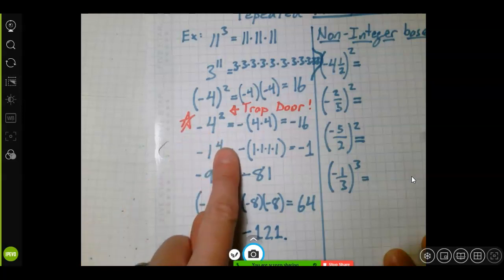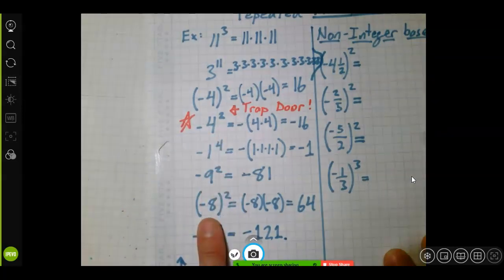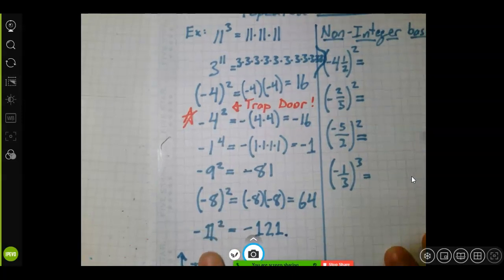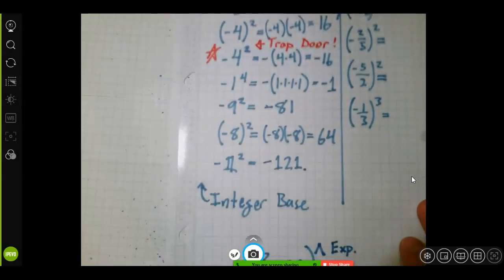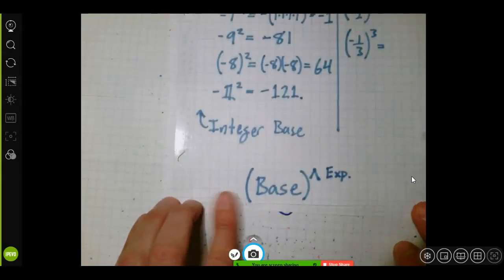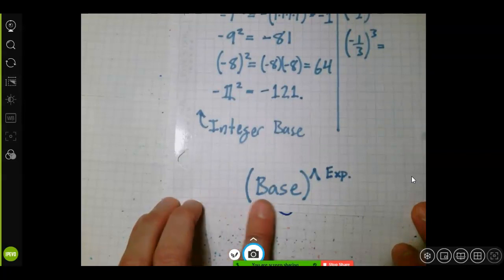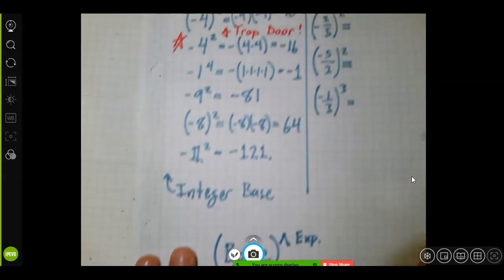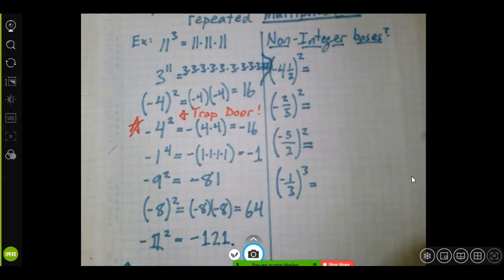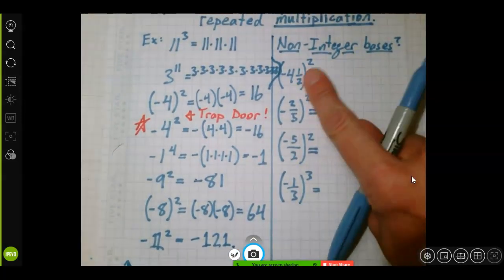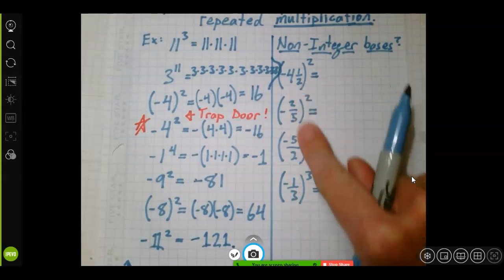Here our base is only 1, our base is only 9, our base is actually negative 8 here, and our base is 11. The negative comes after. So if there's a negative out here, it's not part of the base. If it's out front, it's not part of the base; if it's in the parentheses, it is part of the base. So non-integer means non-entire number, right? Partial numbers, fractions, decimals, things like that.